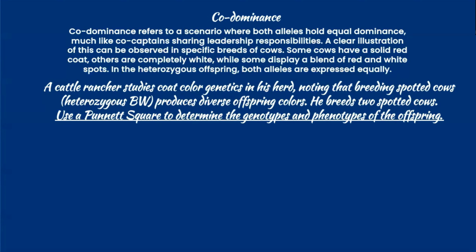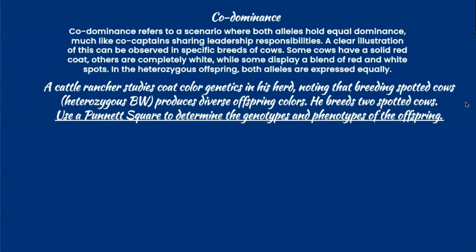So codominance essentially is a scenario in which both alleles are equally dominant. However, what's going to happen, instead of being a blend, like in incomplete dominance, it's going to be expressed equally if heterozygous. So take a moment and read the following problem. If you need to pause the video now, feel free to do so and try to create the pedigree or the Punnett square, and then we'll review the answer in just a second.